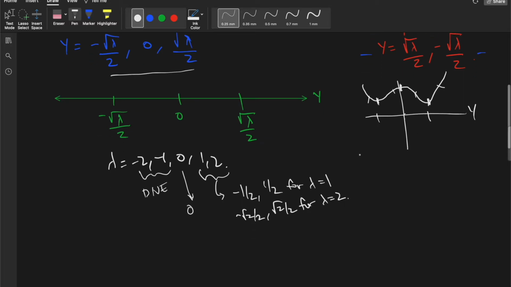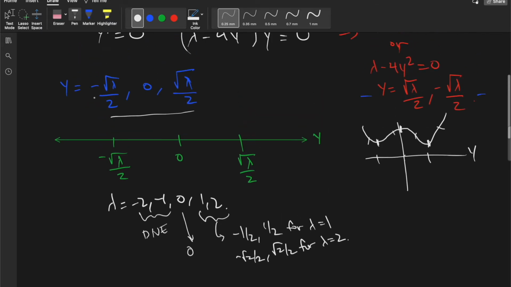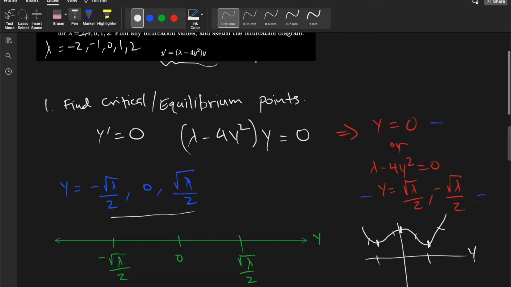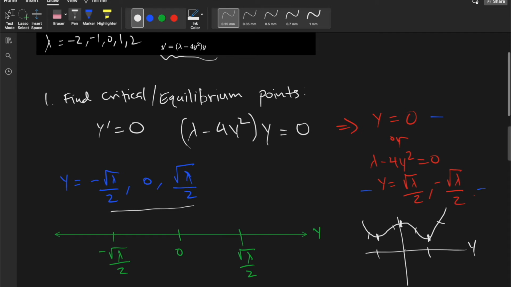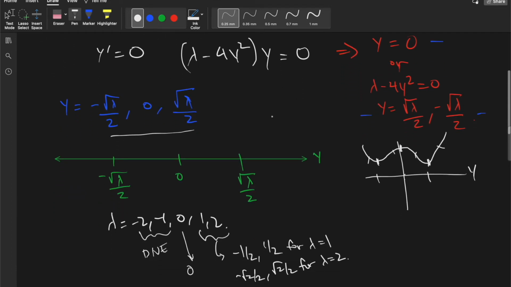For 1 and 2, we get the values for our critical points to be negative 1 half and 1 half for lambda equal to 1, or negative root 2 over 2 and root 2 over 2 for lambda equal to 2. What that now means is we have to choose four points such that we can plug them back into our original equation and see if y prime is positive or negative, and that will tell us if y is increasing or decreasing in that range.